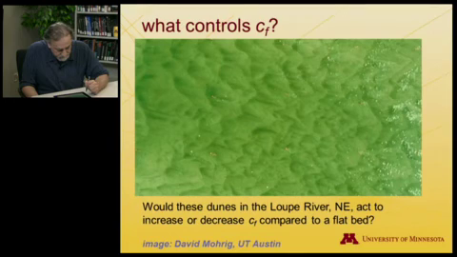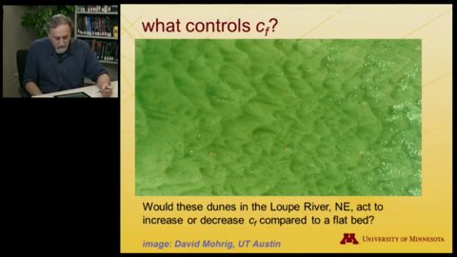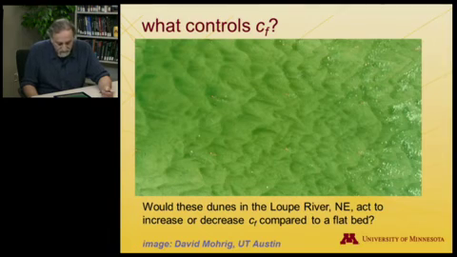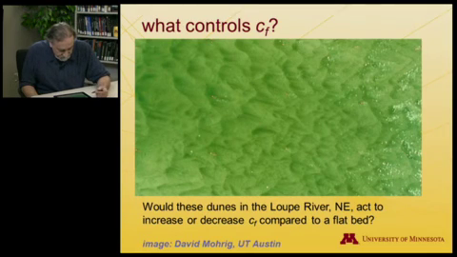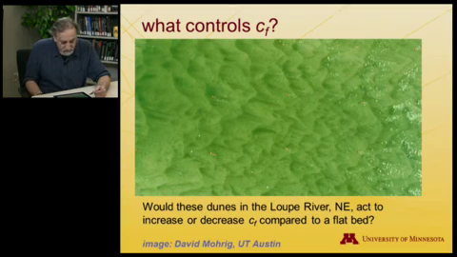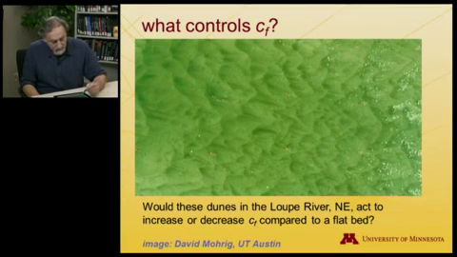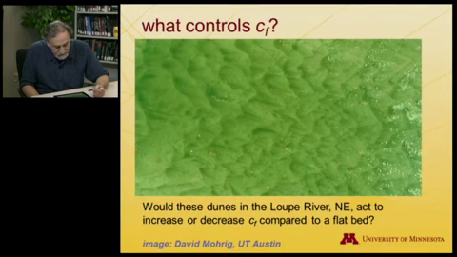So that's the last thing we're going to cover, a little bit about what controls the drag coefficient in rivers. This is an example of a river with some beautiful sand dunes in it. These were taken from a balloon by my former postdoc, David Morig. It's the Loup River, a beautiful spring-fed sandy stream in Nebraska. Wonderful place to work. And it's got these sand dunes in it that, you can't tell from this picture, but those are a meter high or so.